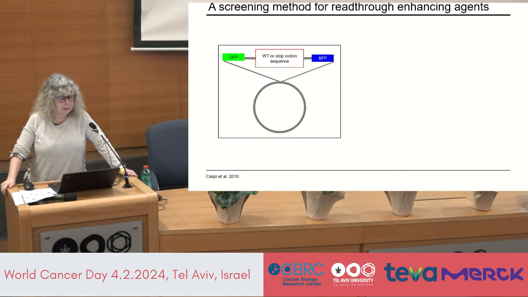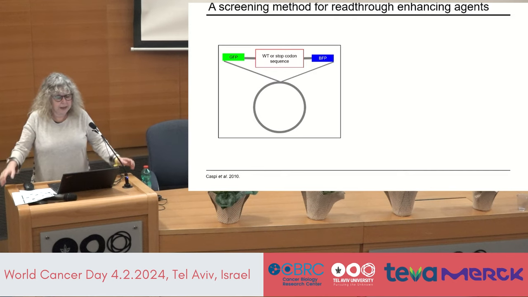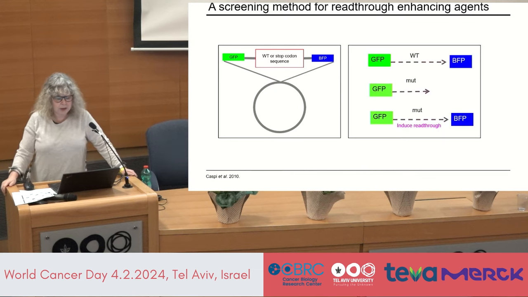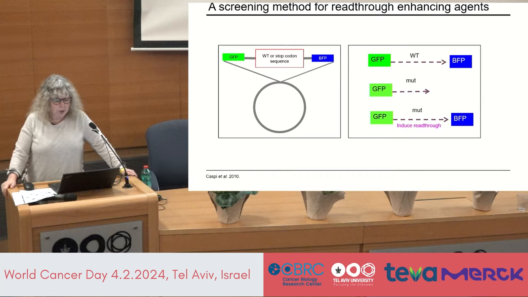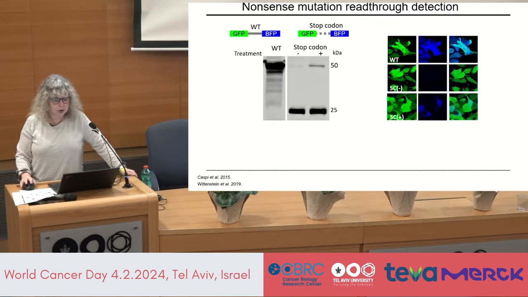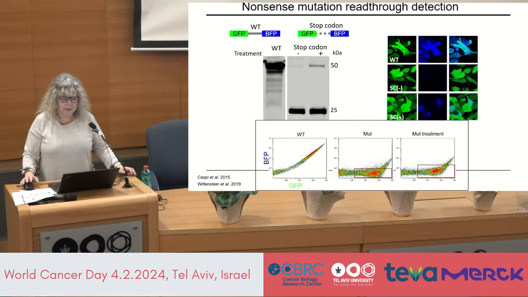So one of the things we did many years ago is try to look for additional read-through inducing agents. Here's an example of a reporter assay we used. We have GFP and BFP coding regions inserted, and between them we insert wild-type or stop codon sequences. If we have a wild-type sequence, we will have expression of a fusion protein. A mutation will give expression only of GFP, and if we can induce some read-through, we will have expression of both GFP and BFP as a fusion protein. And this can be easily measured by Western blot, by immunofluorescence, and by FACS, and of course by a combination of these methods.